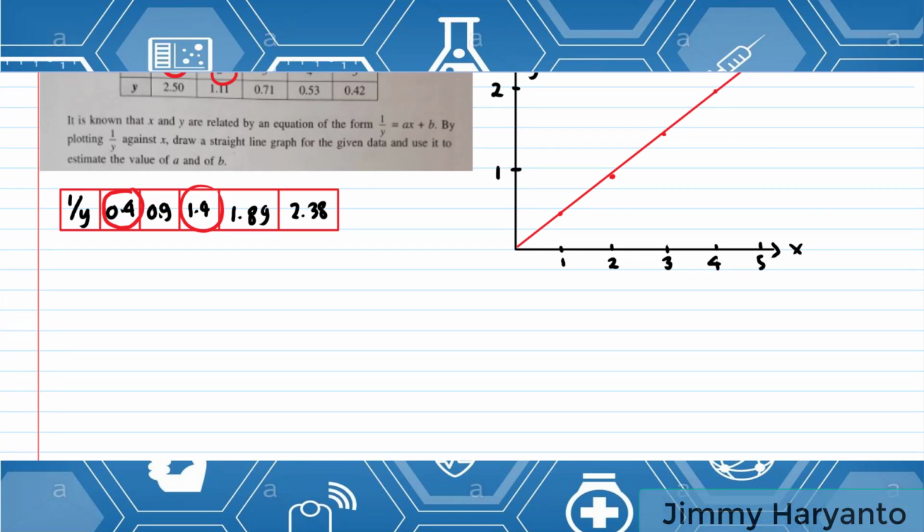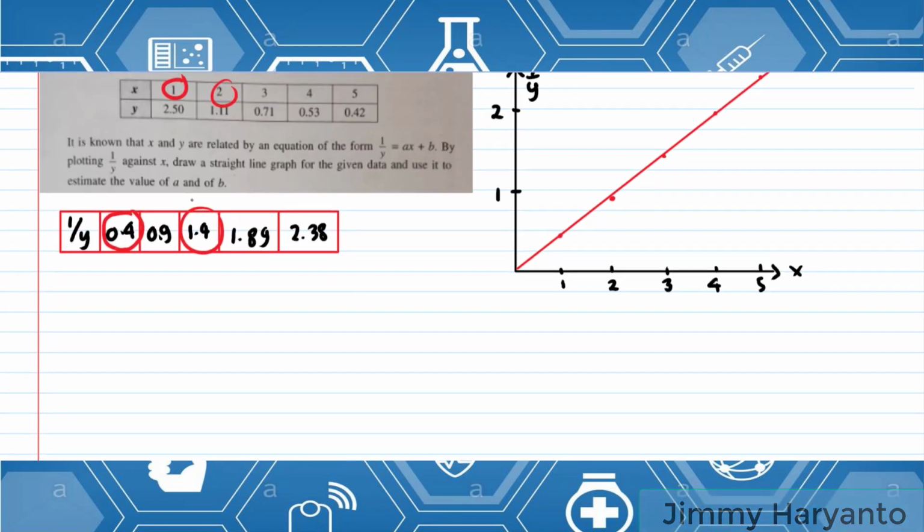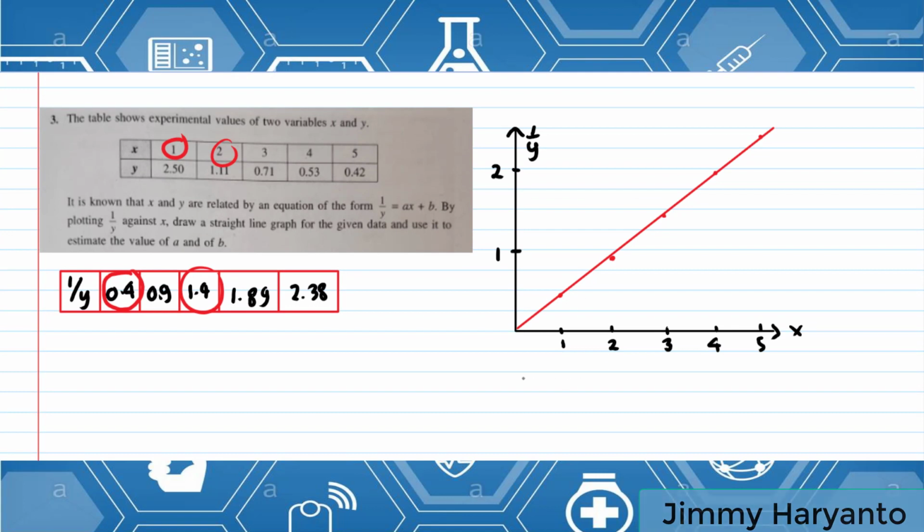And to find the gradient, I will use the first point. The first point is 1, 0.4, and the last point is 5, 2.38. Okay, I will use this one, but it's up to you if you want to use the first and the third, up to you.